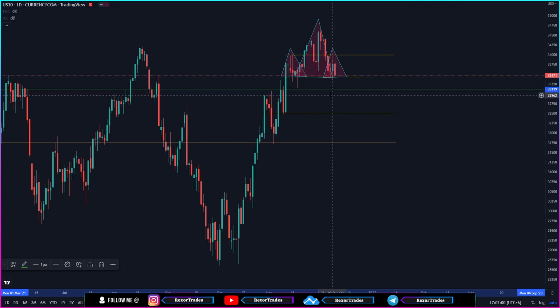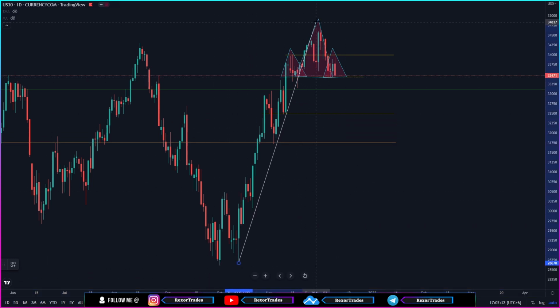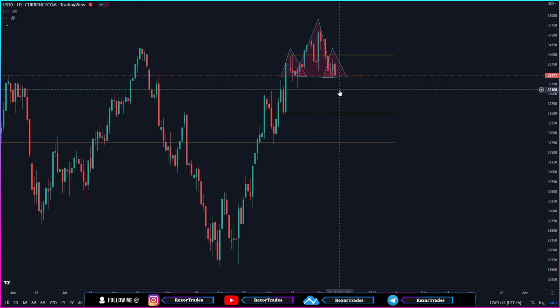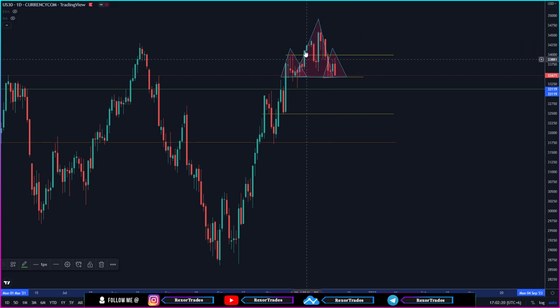then we can wait for some sort of structure to be formed over here, and then look for a breakout of that structure to avoid some fake outs, anticipating US30 to be shifting towards a downtrend since it already made a breakout of the uptrend line over here, is making a breakout of a major support level, and is also making a breakout of this higher time frame head and shoulder pattern as well.